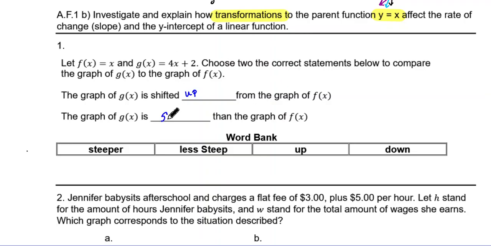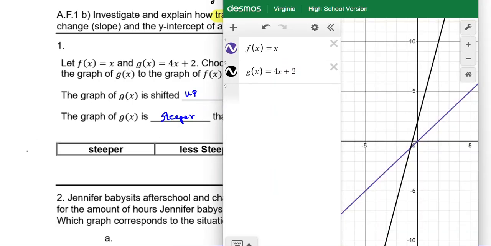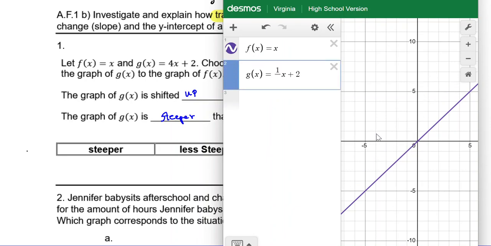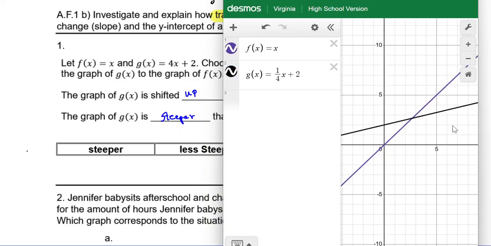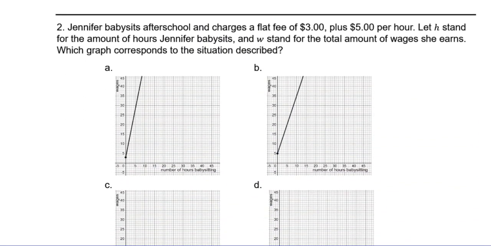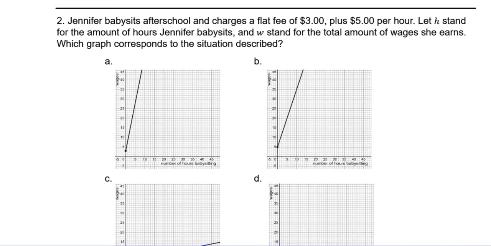Okay. Steeper. If it was not steeper, if it was less steep, the slope would be something like a fraction like that. See how it's less steep because it's going closer to the x-axis. Okay. All right. Here's what we have here.